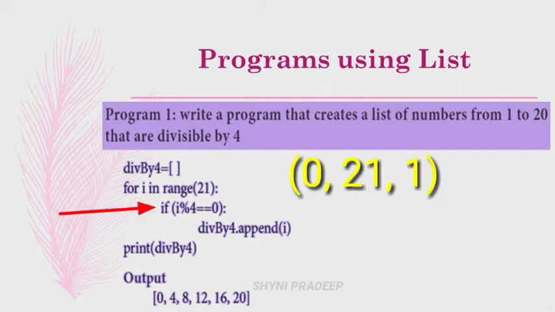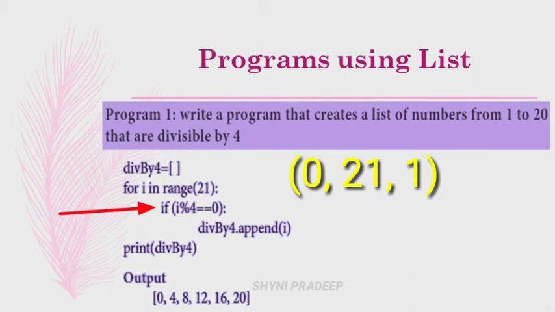Next, see the if condition: i modulus 4 is equal to 0. Here i is what? 0. 0 modulus 4 is equal to 0. So when you divide 0 by 4, you will get the remainder 0.